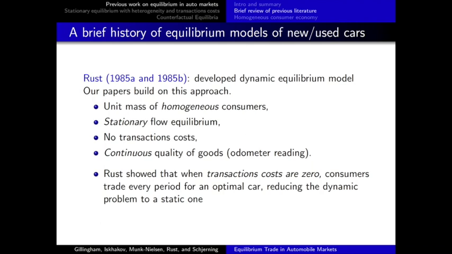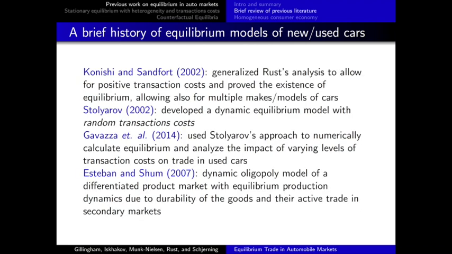So we're going to build on that and then build more on top. So this was without transaction cost, okay? And then Nosal and Stanford, that went all the way to 2002 before someone generalized Rust's analysis to allow for potential transaction cost. Just to prove the existence of an equilibrium is extremely hard and requires some pretty sophisticated math.